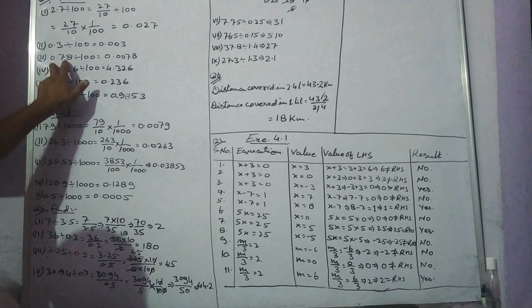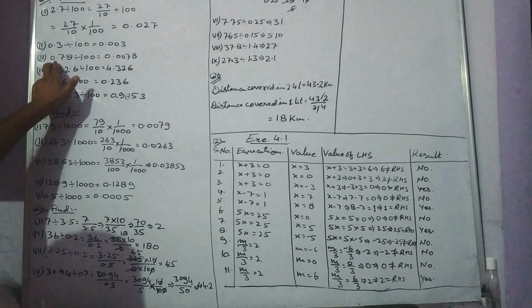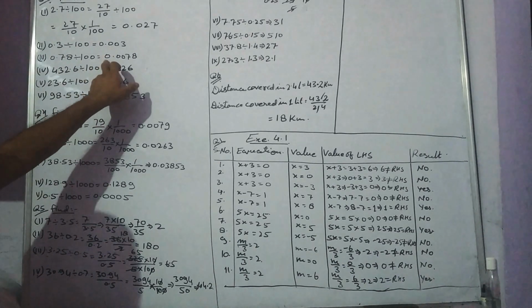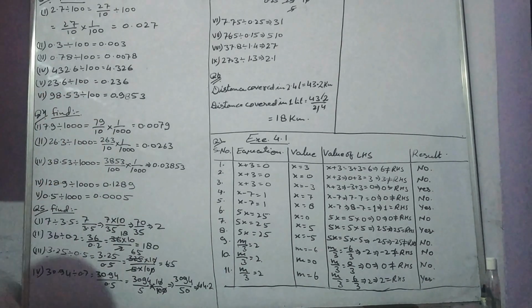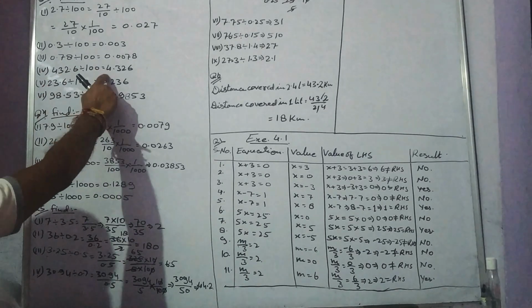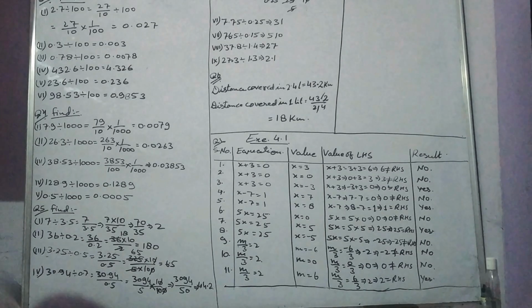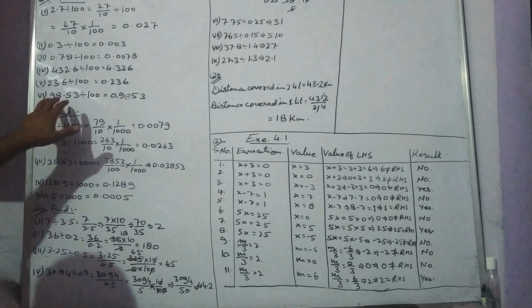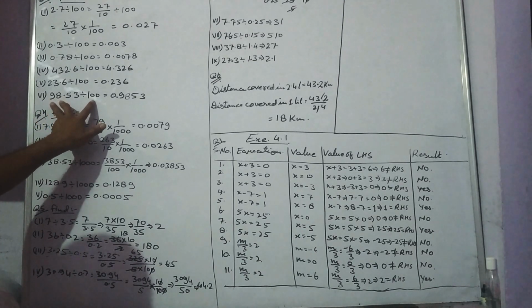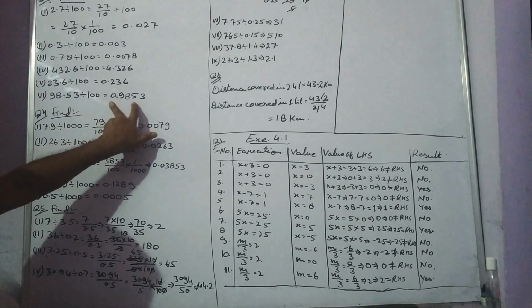Next one is 0.78 divided by 100. The two zeros are here, so the decimal will move by two places to the left, so it becomes 0.0078. Next is 432.6 divided by 100, so the decimal moves by two places and it becomes 4.326. Next is 23.6 divided by 100, so the decimal moves again by two places to the left, so it becomes 0.236. Next is 98.53 divided by 100, so the decimal moves by two places to the left, so it becomes 0.9853.